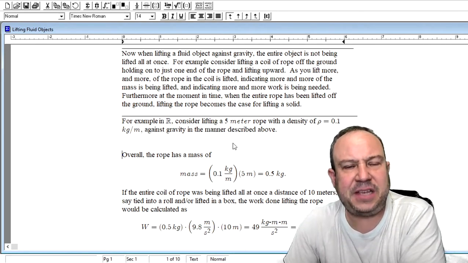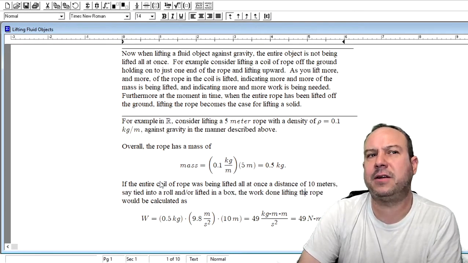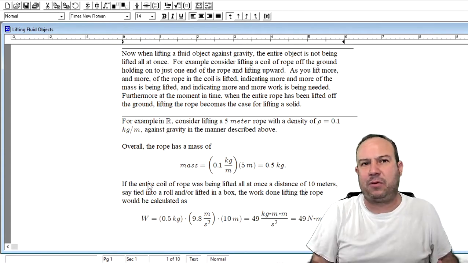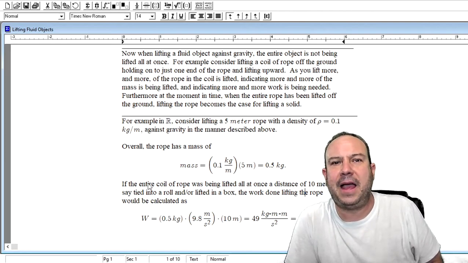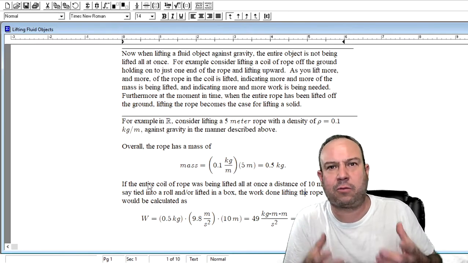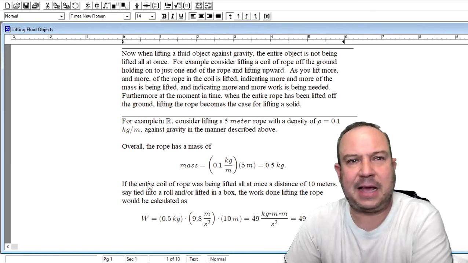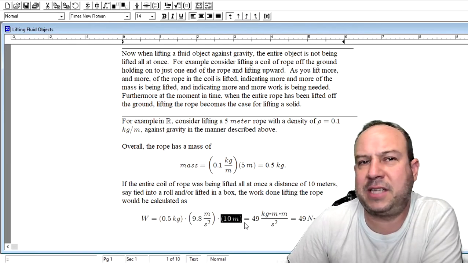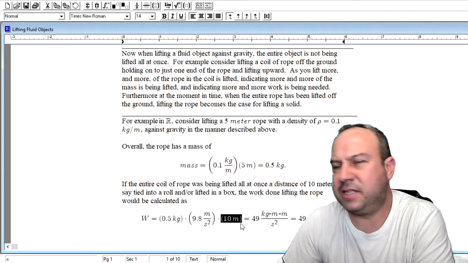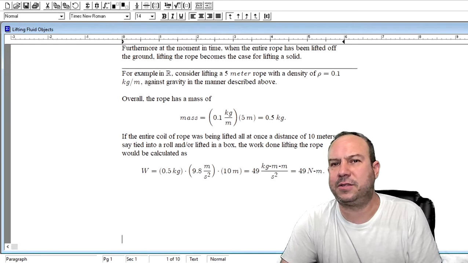If we were to lift the entire coil of rope all at once over a distance of 10 meters, let's say it was all tied up into a bundle, or it was in a box and we were lifting it up in the box, we would have to factor in the box, but the work done just lifting that solid coil of rope a distance of 10 meters would be 0.5 kilograms times 9.8 meters per second squared times 10 meters. It would be this mass times the acceleration times the distance that we lifted it, which in the end would correspond to 49 Newton meters.